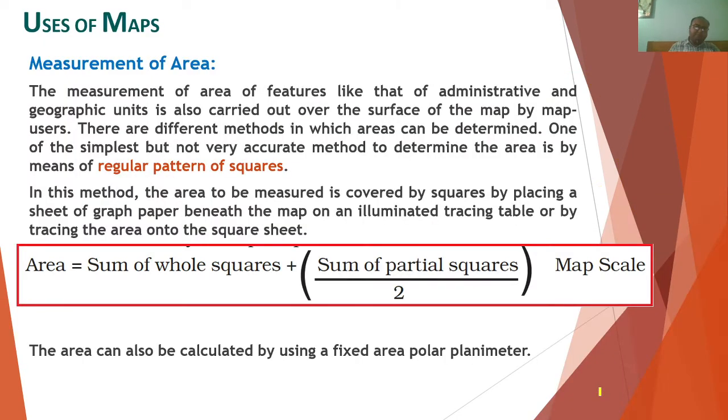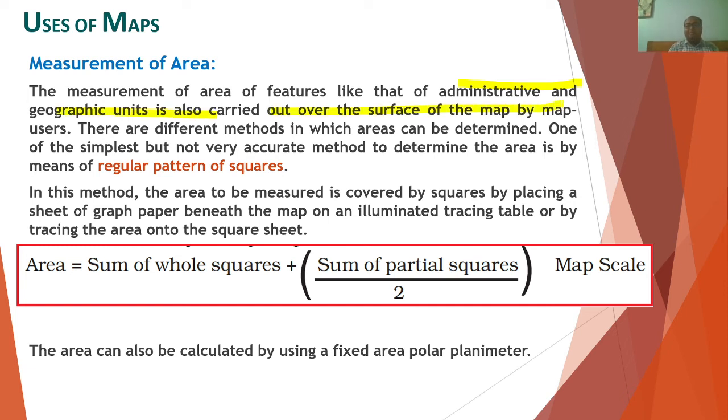And the last important use of maps is the measurement of area. Measurement of area plays a very important role. The measurement of area of features like the administrative and geographic units is carried out over the surface of the map by the map user.